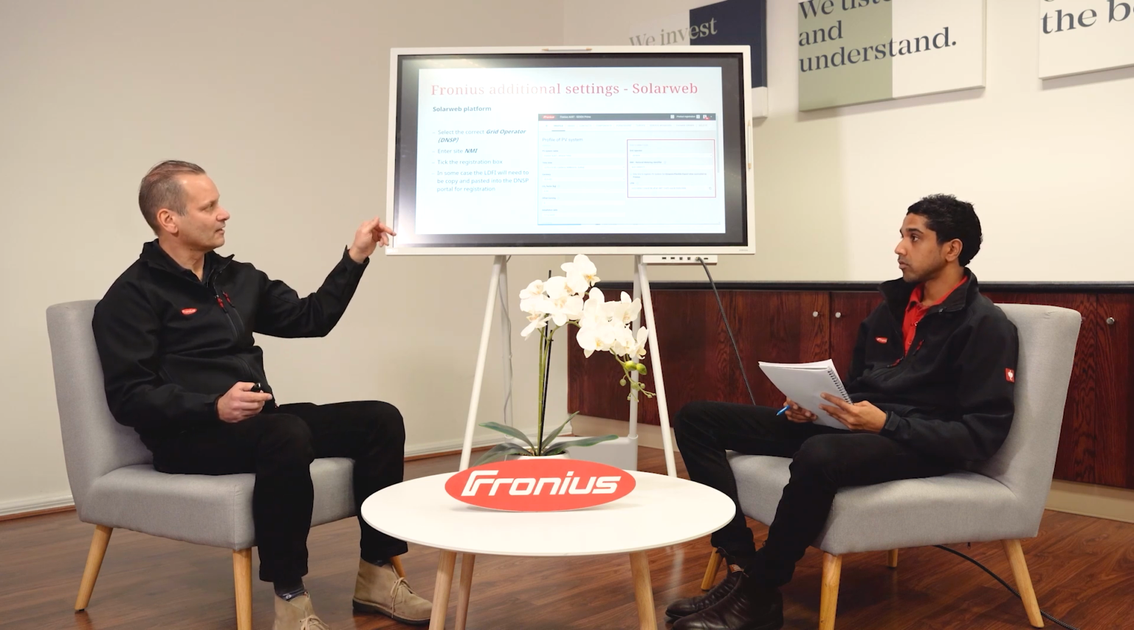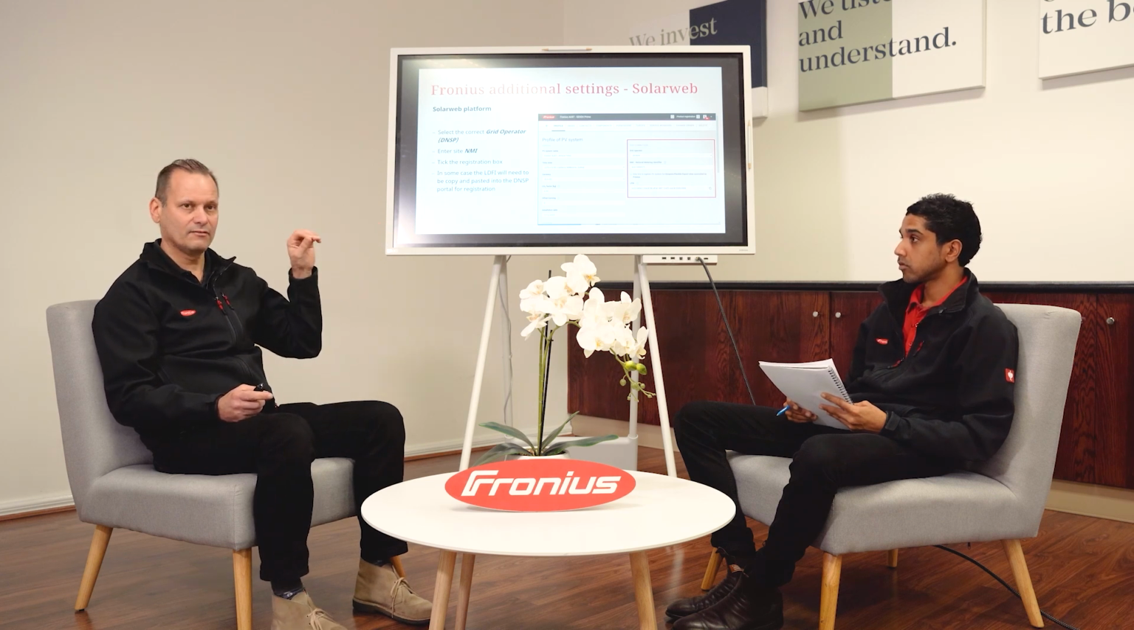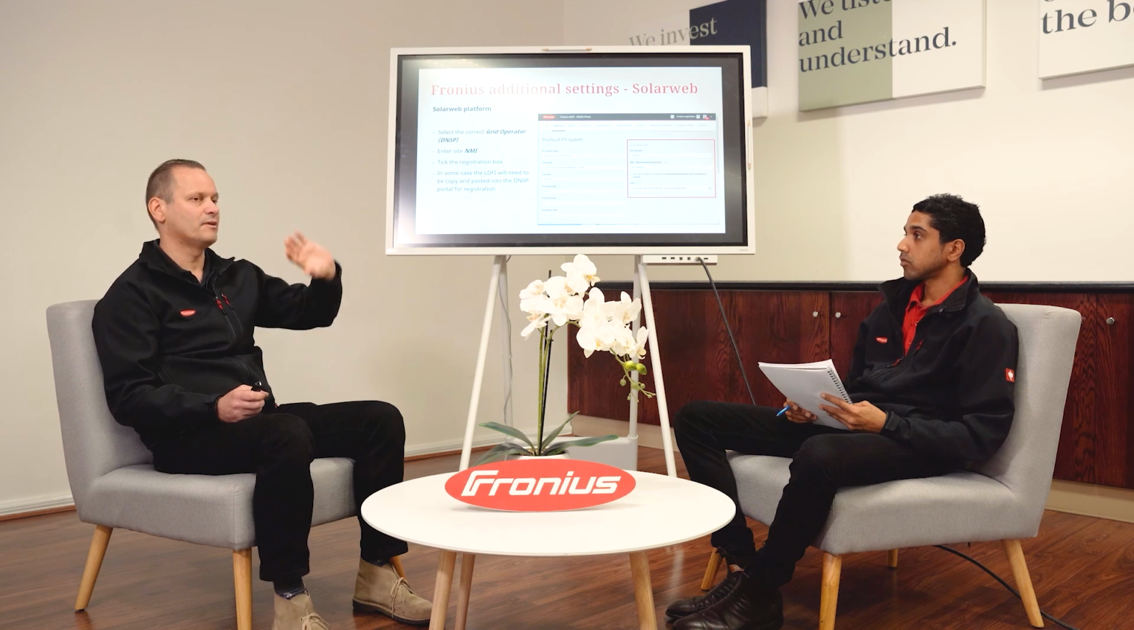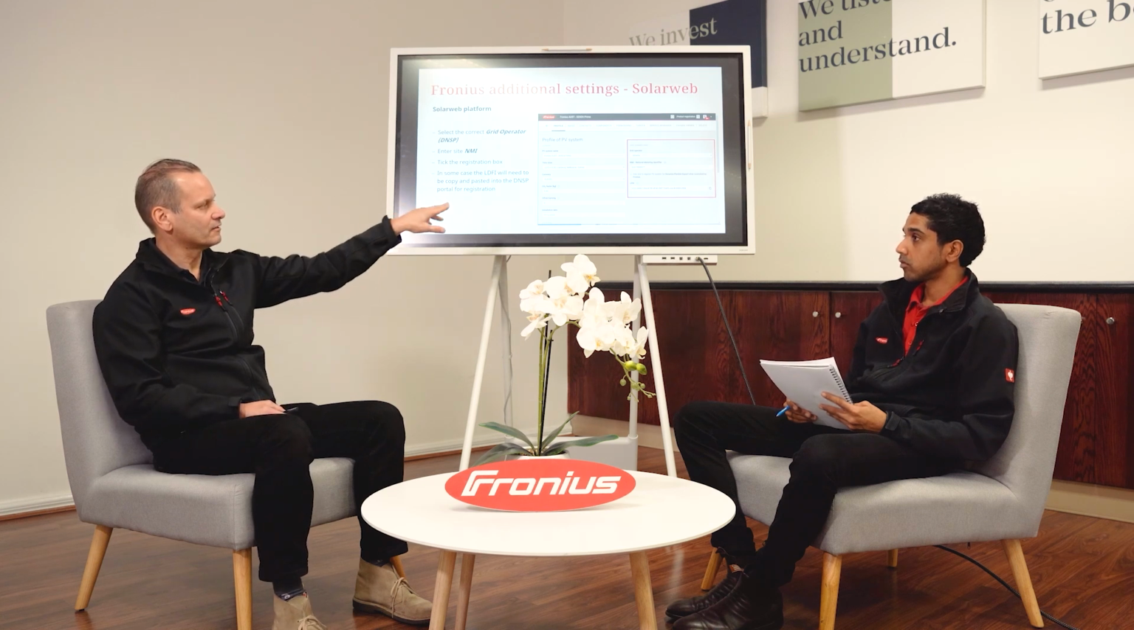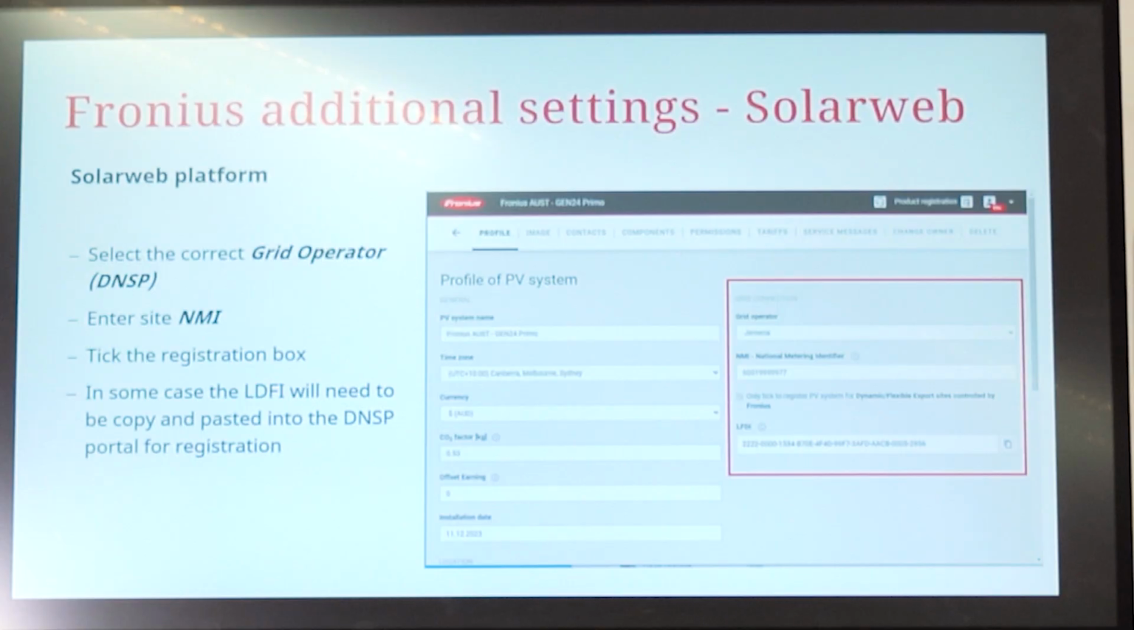That means that as soon as you put in the NMI and tick that box, etc., and you hit save at the bottom of the screen, then in the background, that will create what they call an LFDI. So that's that really long digit at the bottom. An LFDI is short for long form device identifier. You don't really need to remember what it's for, but that's a long number that is used to register that device or that system in the utility server, so in the server from the DNSP.